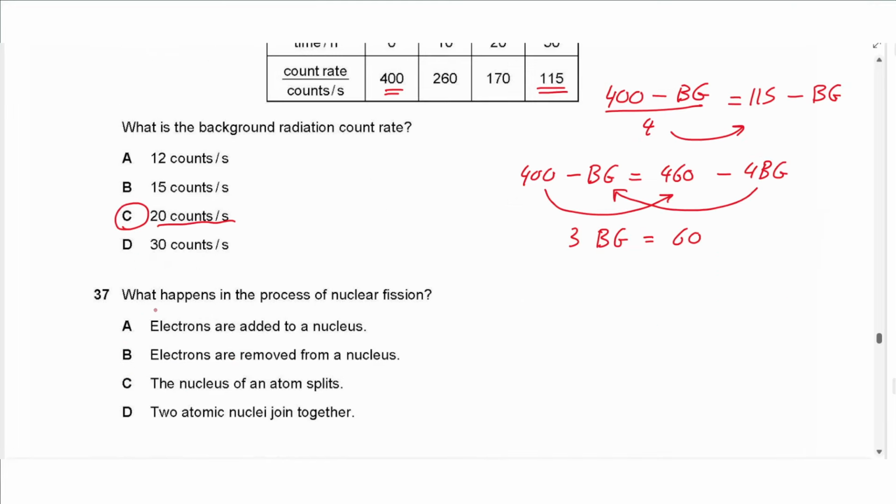Question 37 says what happens in the process of nuclear fission? Is it electrons are added to a nucleus, electrons are removed from a nucleus? No. So A and B are rejected. The nucleus of an atom splits. That's in fission, yes. So the answer is C.